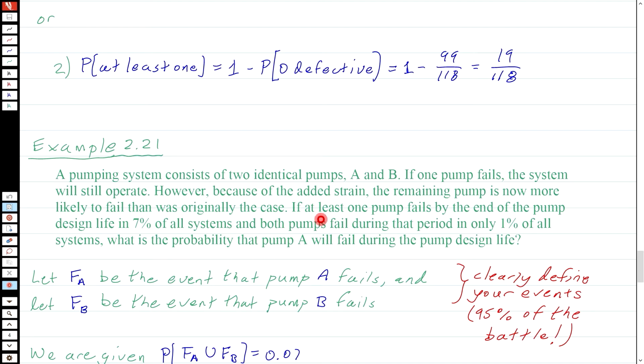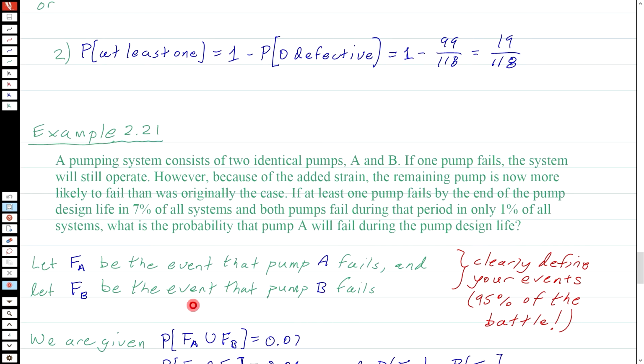And suppose we're given the following information: at least one pump fails by the end of the pump design life in 7% of all systems, and both pumps fail during that period on only 1% of all systems. What is the probability that pump A will fail during the pump design life? Well, as I mentioned, the main challenge with these problems is to clearly define your events. Once we have those, we can pretty much plug in the numbers. So I'm going to define event FA to be the event that pump A fails, and FB to be the event that pump B fails.